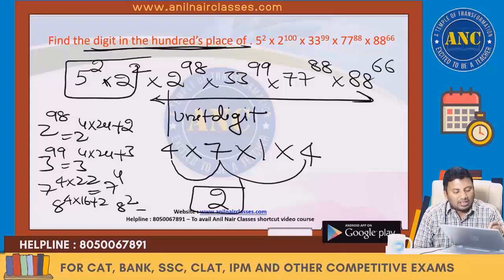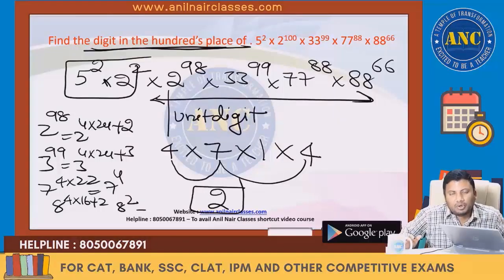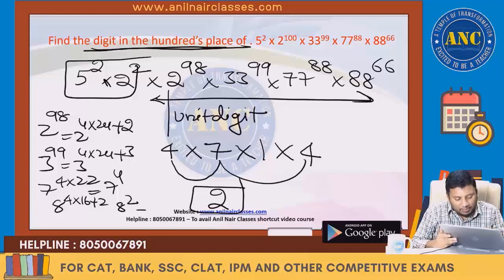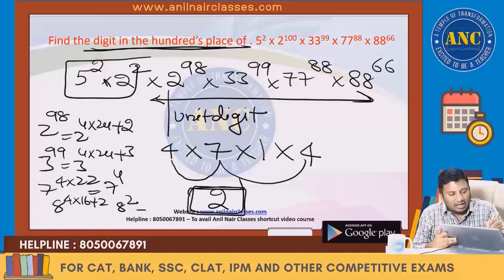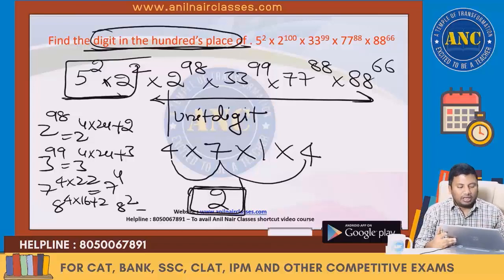Why? Because 5 square into 2 square will give you 100. 100 means 2 zeros will come at the right. Unit digit 0, tens digit 0. So the hundreds place it will be 2. I hope it is clear. The digit in the hundreds place is 2, after taking 100 out.